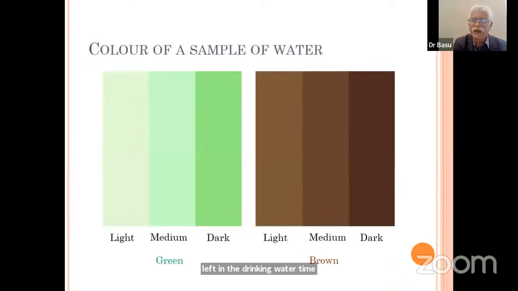Now, the type of color we are seeing in the water. One is a very, very light green. One is no color. No color is always expected when you are drinking. Then light green is also okay. Deep green, that is here. In the case of deep green, what has happened?